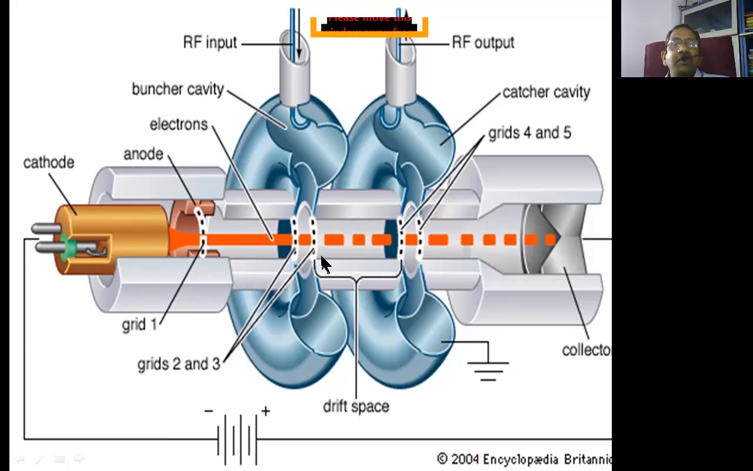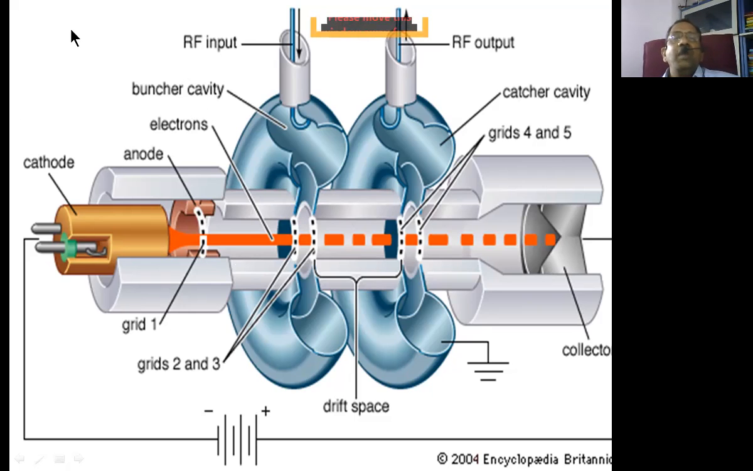Now inside the cavities, we are going to have grid 2 and grid 3. Inside cavity 2, you're going to have grid 4 and grid 5. Like that, as the number of cavities increases, the number of grids also increases. Now, what is the purpose of grid? The purpose of grid is to guide the electron beam in a particular direction.